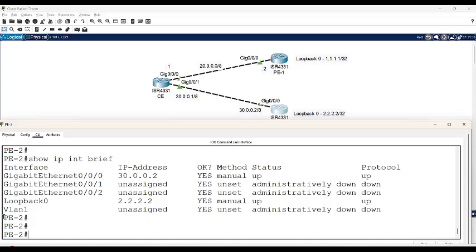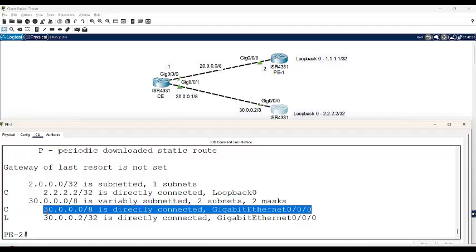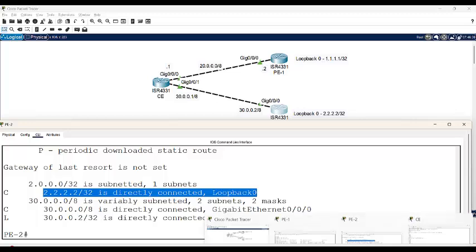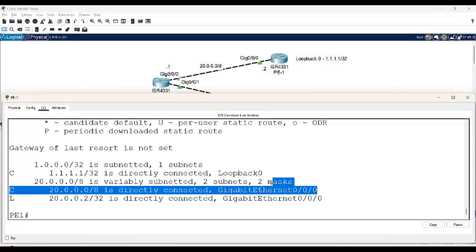Now let us check the routing table. Listen carefully. Show IP route. This is what you have in the routing table. It knows about 30. How does it know about 30? Because I gave this IP address here on G000, it automatically, dynamically learned this. And when I give an IP address on the loopback, it dynamically learned this. Likewise, if you go to router 1, P1, show IP route, this also knows only about 20 and 1. Okay.